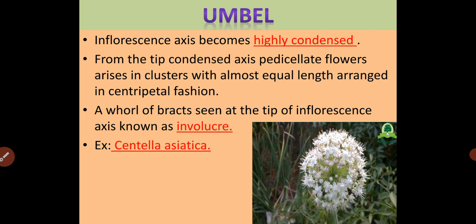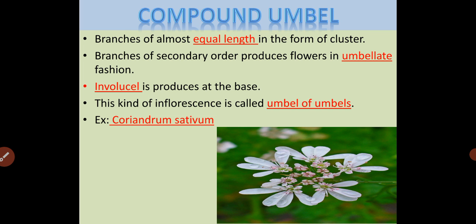Umbel is the inflorescence in which the peduncle axis is highly condensed and from the tip the pedicellate flowers are arranged in a cluster and all appear at equal length, and here the arrangement is centripetal fashion and it bears the whorl of bracts at its base, called the involucre, as seen in case of Centella asiatica.